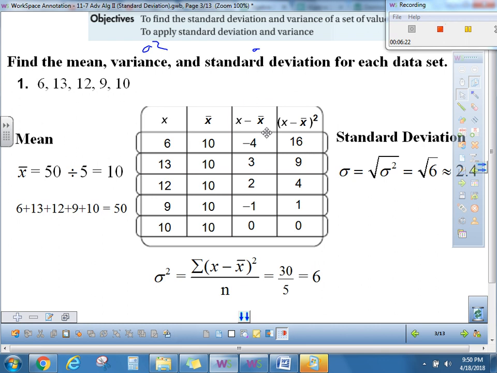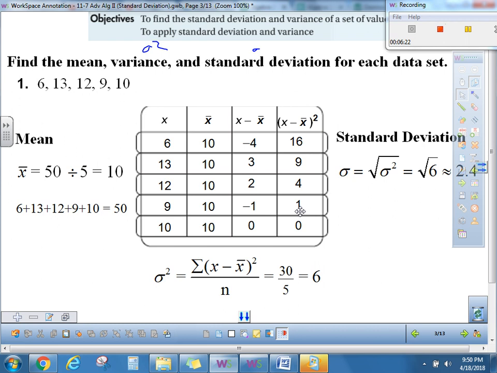Okay, so that's x minus x bar. That's what's going to go here. And then we're going to square it. So x minus x bar squared. So each of those values squared. So negative 4 squared is 16, 3 squared is 9, 2 squared is 4, negative 1 squared is 1, and 0 squared is 0. Okay, so we have x minus x bar squared. And remember, this is a summation. Summation means a sum. You add all those x minus x bars together.